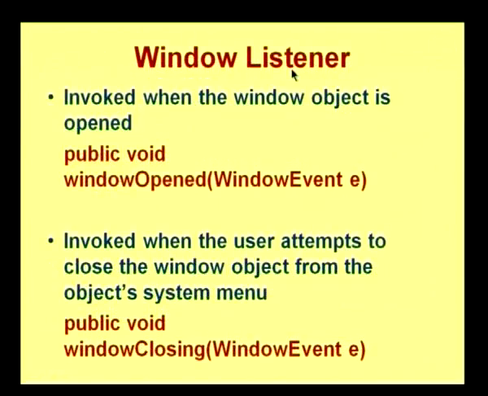Next is your window listener. This window listener is invoked when the window object is opened. The windowOpened method is called or invoked when I try to open a particular window. Here I get a window event. From the window event, I can get a few parameters regarding the window, such as my x y position, my height, my width, whatever I have set.